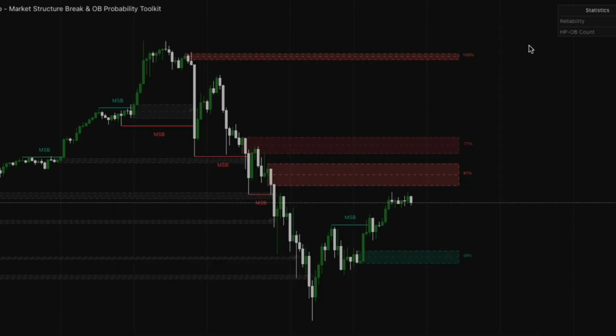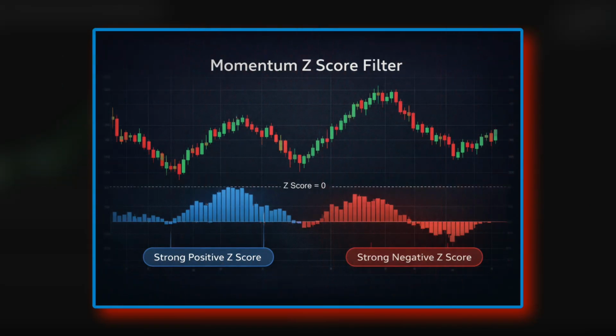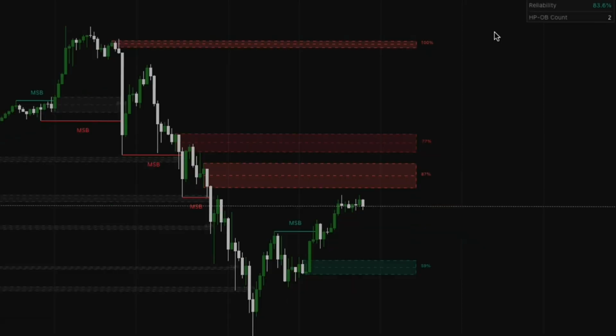Once you load it, the first thing you'll notice is that this isn't a basic fractal-based structure tool. Most market structure indicators simply mark a break when price crosses a recent swing high or low. That's not enough. This toolkit uses a momentum z-score filter, which means structure breaks only print when price moves with real strength behind it. That single filter removes a huge amount of chop and fake outs and helps you focus only on breaks that actually matter.